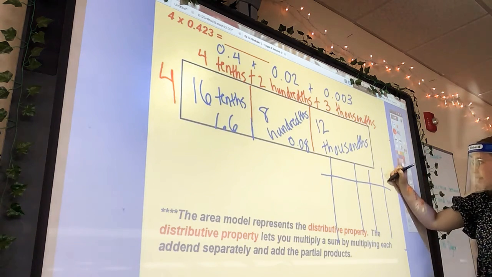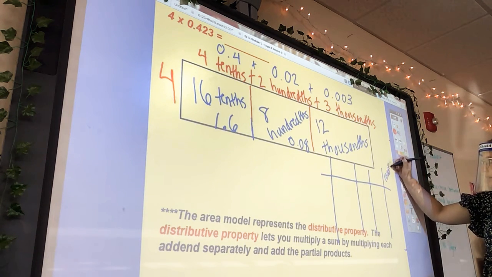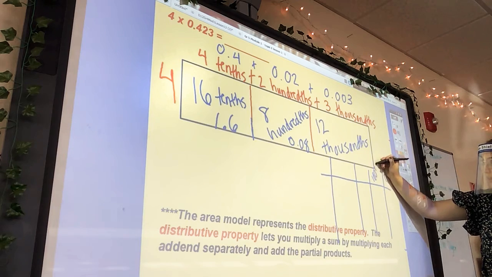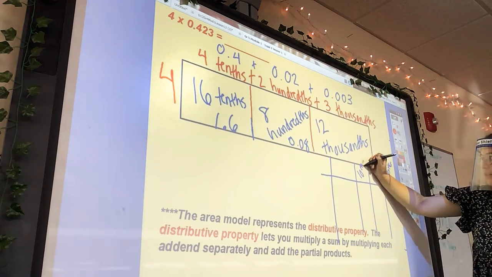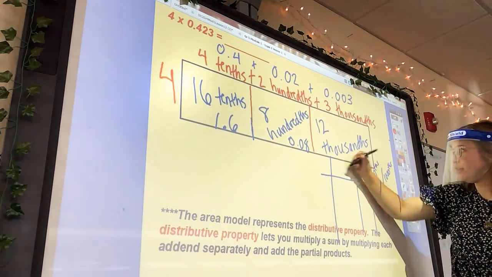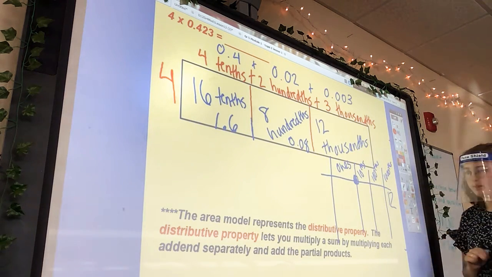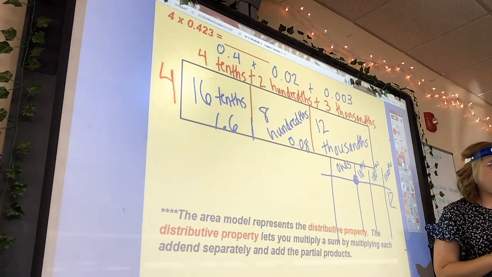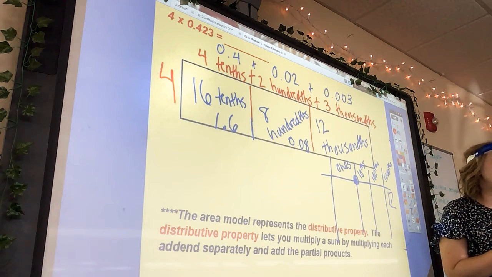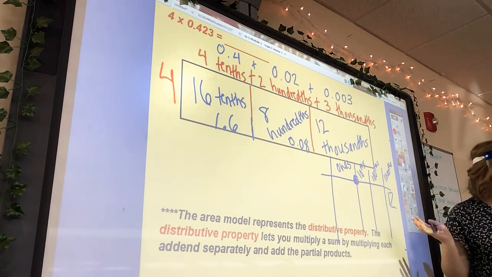Like this is thousandths, hundredths, tenths, decimal, ones, right? Okay? 12 thousandths, right? Guys, this is really important. If you're checking out right now, it's not the time. It's not the time, okay?